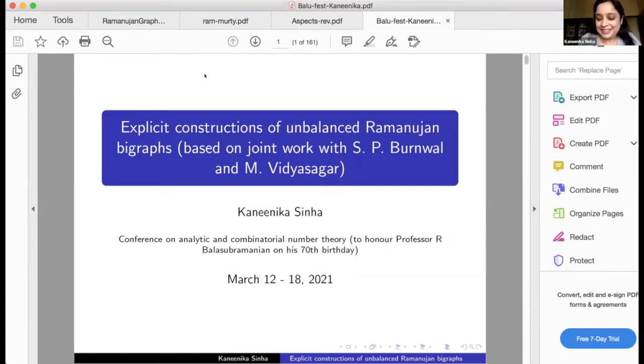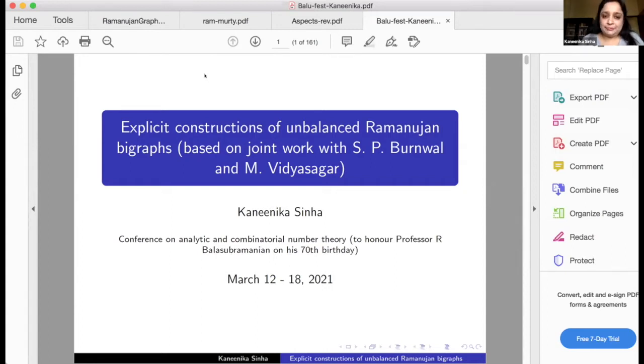So today I want to talk about some recent joint work with Shantanu Prasad Bernwal and Mathukumali Vidyasagar. They are electrical engineers at IIT Hyderabad, and they had a very specific interest in the theory of Ramanujan graphs and bigraphs because of some very interesting applications that these types of graphs and bigraphs have in engineering. So I'd like to talk about this work.